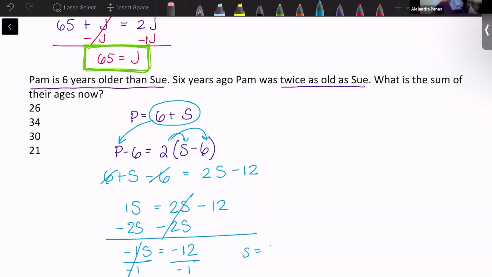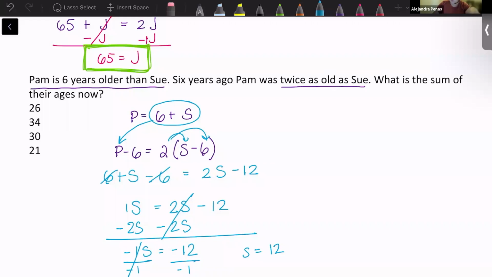So this is going to equal just positive 12. So Sue is currently 12 years old, if I did the math correctly. I'm not going to lie to you, this problem gets me every single time, and it's very annoying. But I think I got it. Okay, so Sue is currently 12 years old.